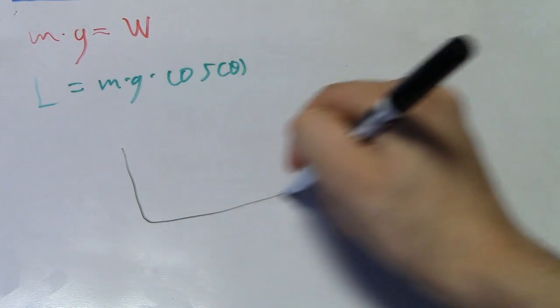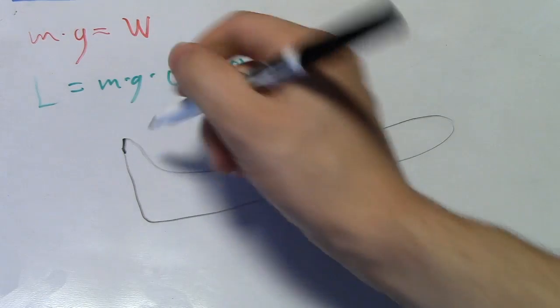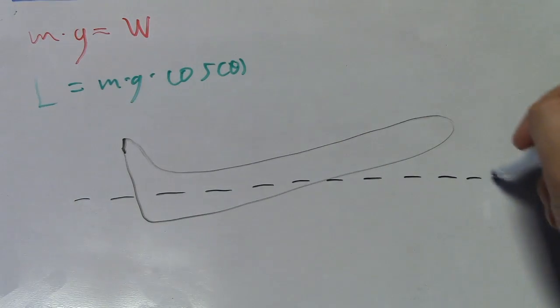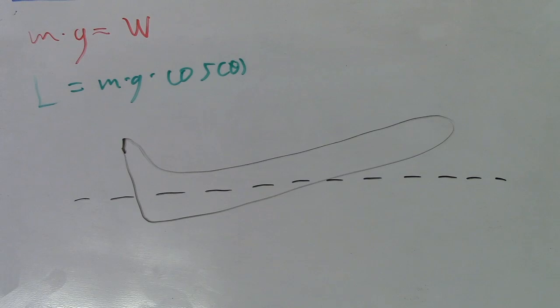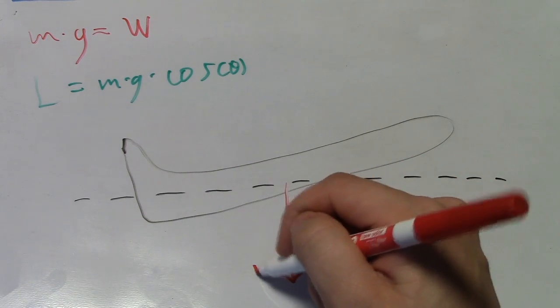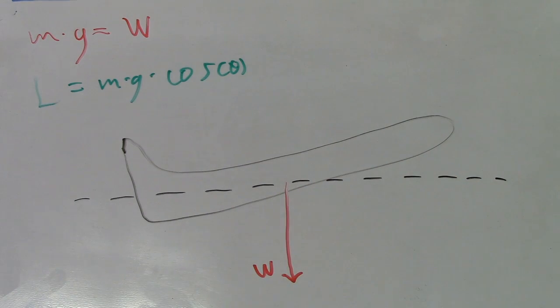So, this here is going to be our airplane. It's a nice big tail there. And this line I'm drawing now is the horizontal line. It is perpendicular to the ground. Now, weight, as you might expect, goes directly downwards. That is the direction of the force of weight.